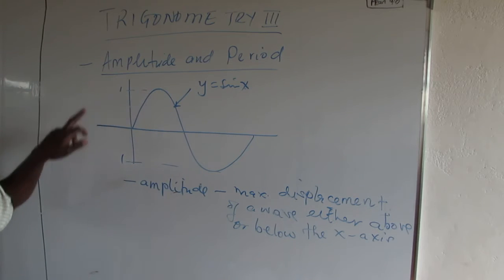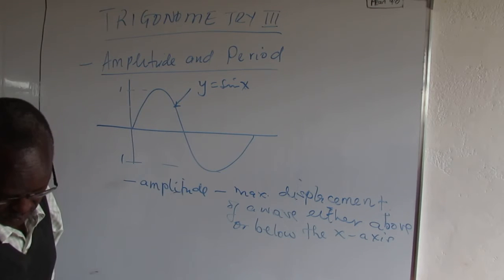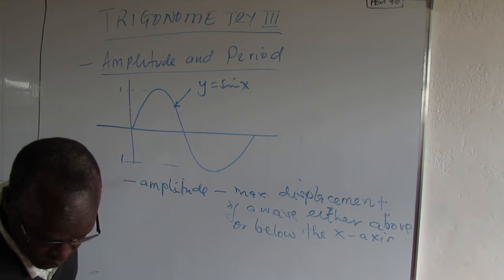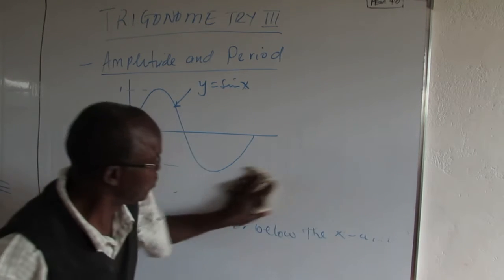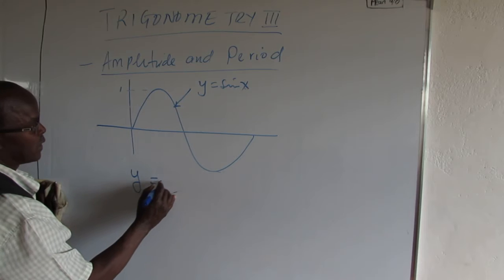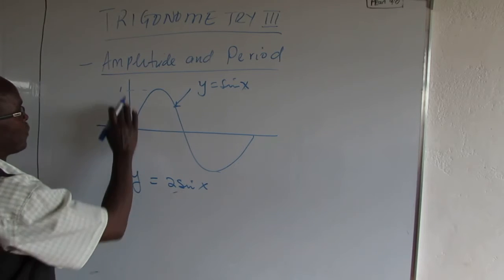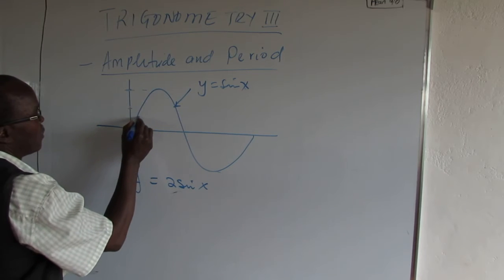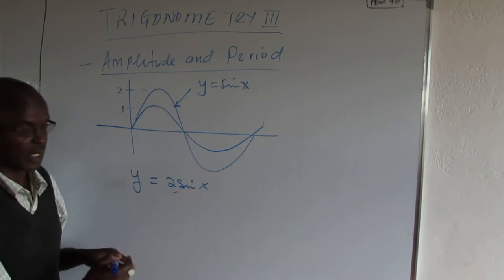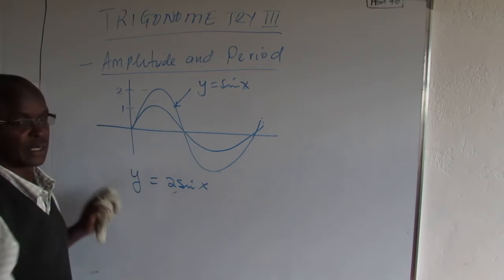For example, the amplitude here is 1. Here it also goes up to minus 1, so it is still 1. That is a simple wave. So you can still draw a more complicated one, a bit advanced, where we increase the amplitude and draw a wave of y is equal to 2 sine x. If we draw it on the same axes, assuming that was 1, that is 2. So the amplitude has gone to 2.